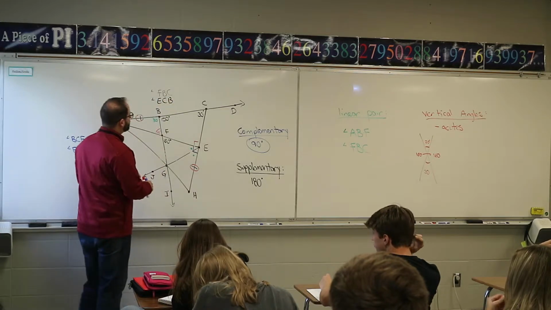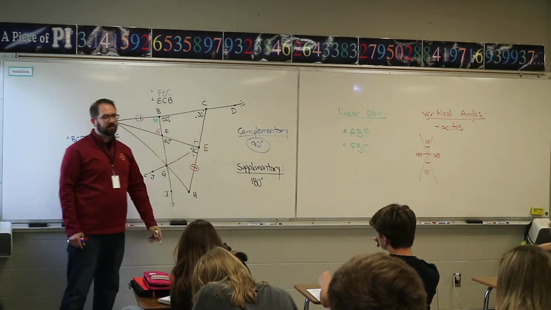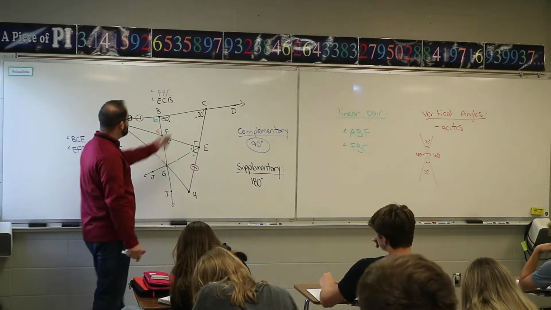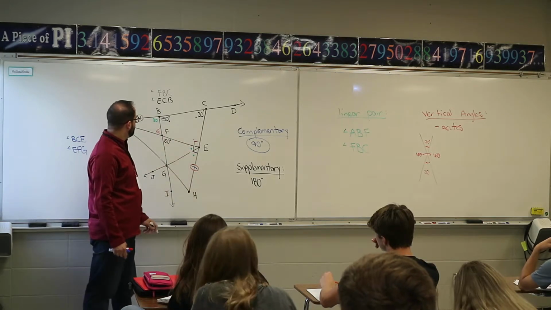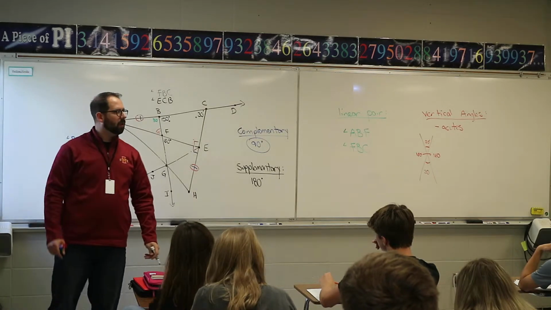Okay. FBC was this angle. EBC is that one. 30 and 150. That makes another pair. CEF, that's that one, and FEH, that's that one. They're 90 and 90, making 180.